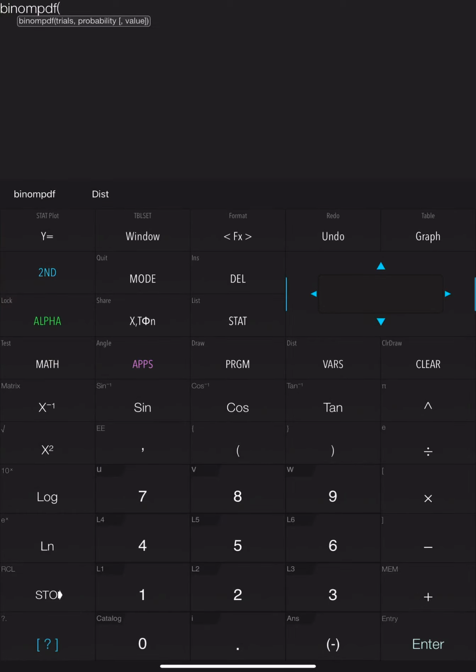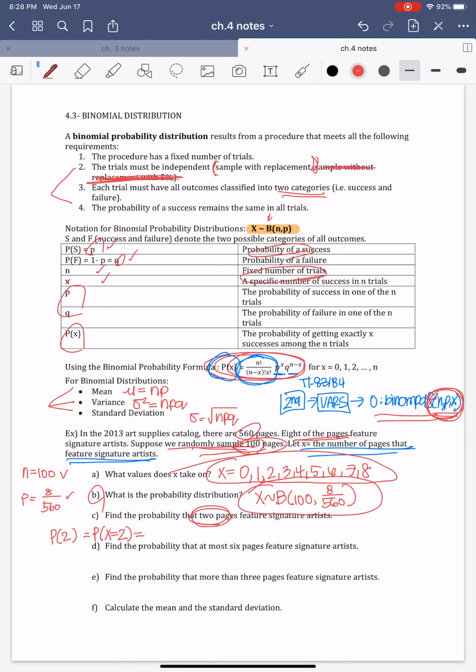And then you're going to press 100, and you have to use the comma button to separate the 3 numbers. And then you have 8 over 560, and then the last number is 2. Close the parentheses, enter. You get 0.2466. Okay, about 24.6%. That's it. Pretty simple.